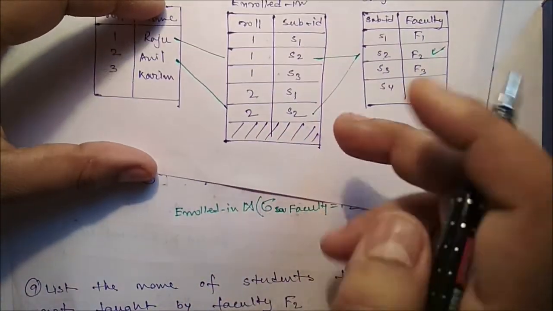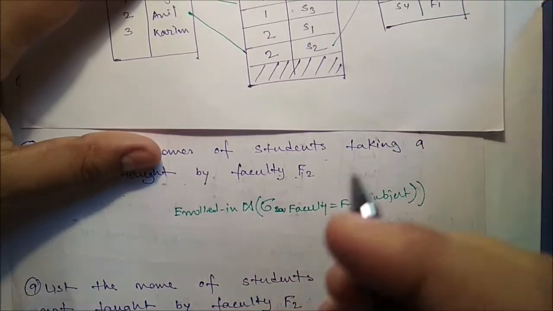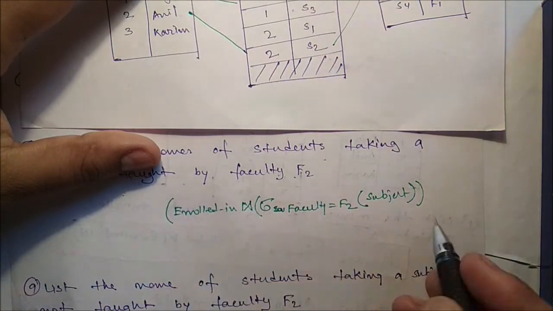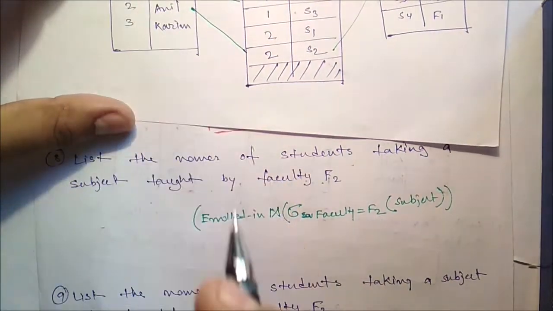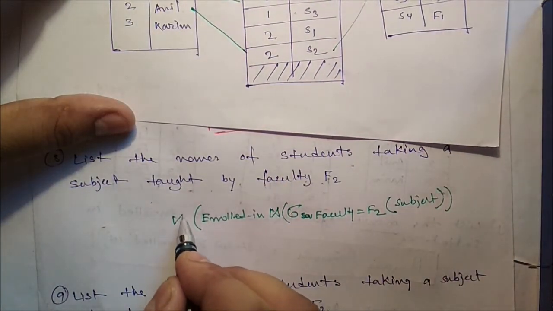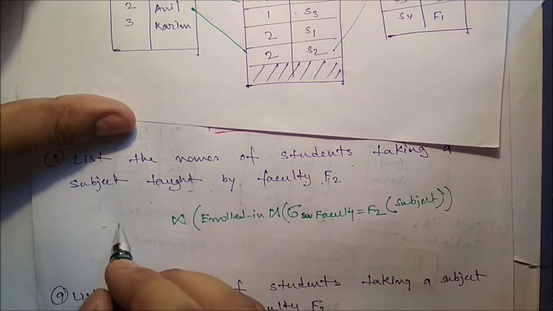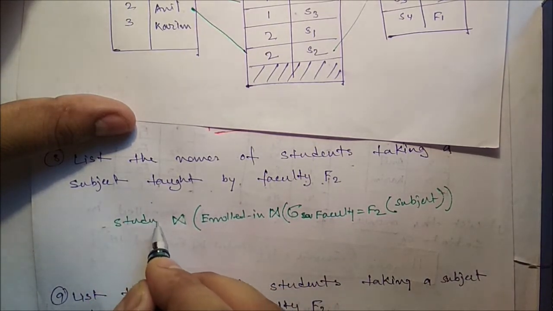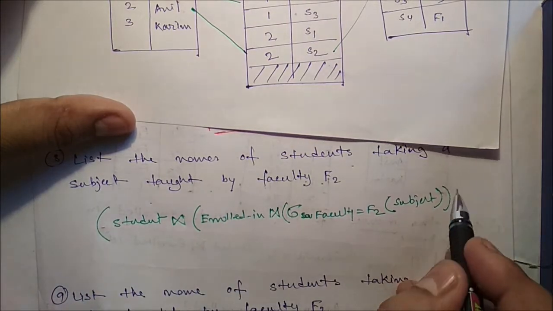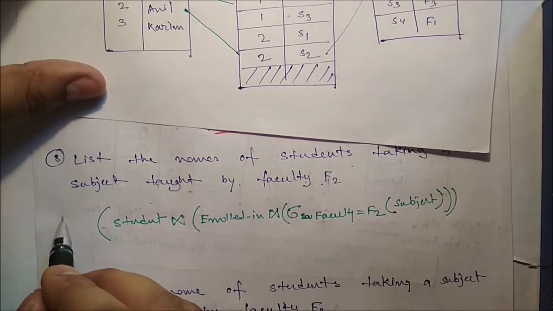Here we can get the roll number also, but we need the name of the student. So we have to merge the student table also, you have to join the student table also, and from here we need only the name of the student.